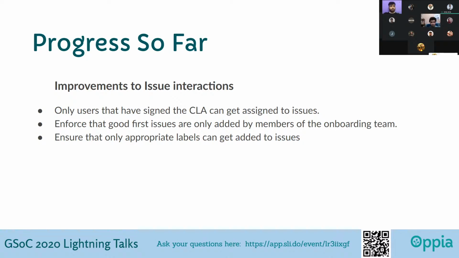Yes, so far we have added lots of improvements to the issues workflow. Right now, only users who have signed the CLA can get assigned to issues, and we're also enforcing that good first issue labels can only be added to issues by members of the onboarding team. And also, there have been some cases whereby people add wrong labels to issues, and right now, Oppiabot checks and ensures that no wrong labels should be added to issues. Next slide.